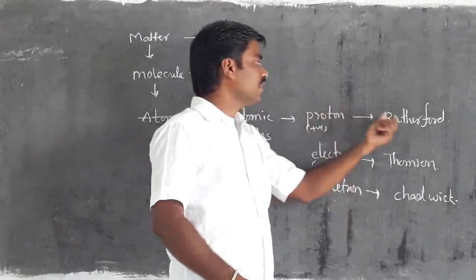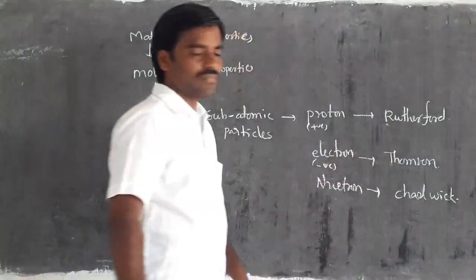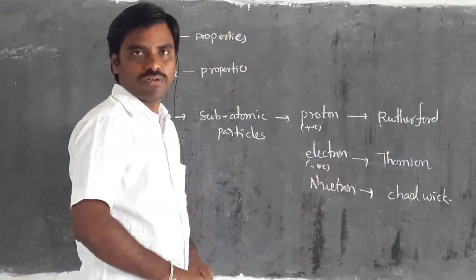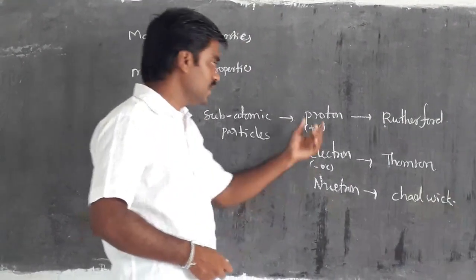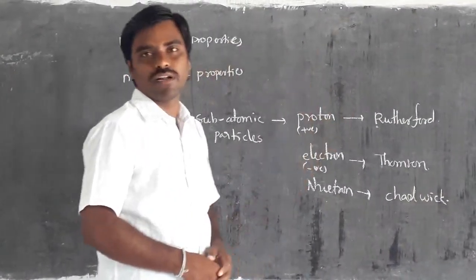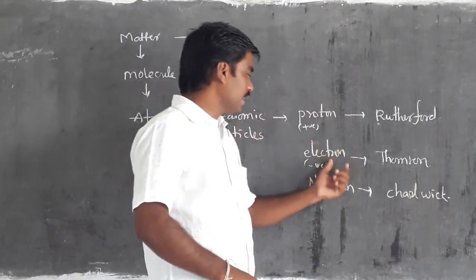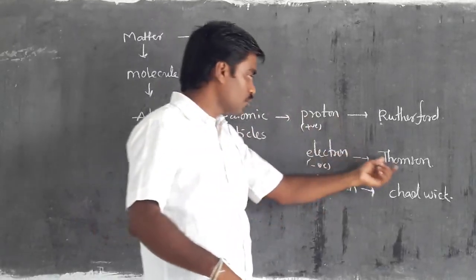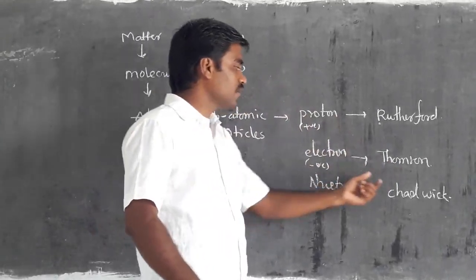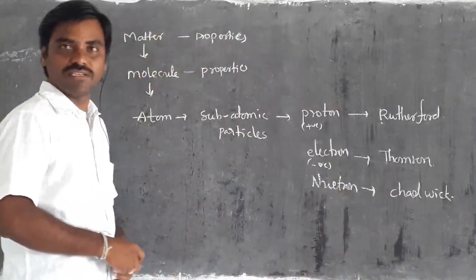The proton was already discussed; it was discovered by Rutherford, but the name was allotted by Goldstein. He discovered the proton in the alpha ray scattering experiment that we discussed in ninth class. The electron is a negatively charged particle, discovered and named by Thomson, and the neutron was discovered by Chadwick. All this information we have from ninth class.